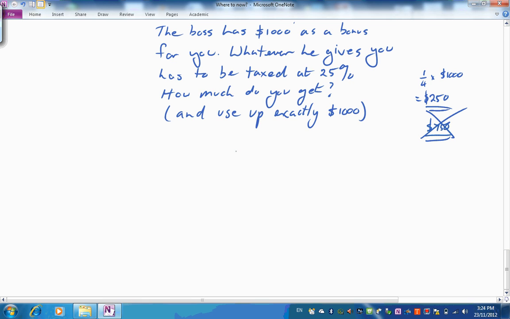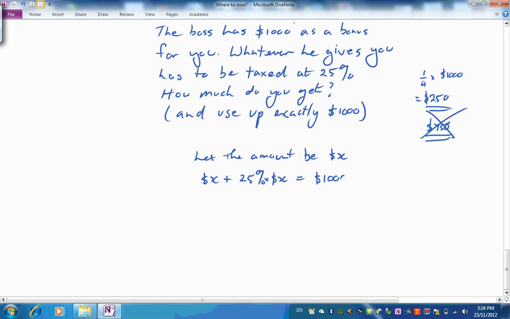So what would you do? How much do you get? Let the amount be, I guess you're hooked on X now. Let the amount be X dollars that I get. So therefore, my X dollars plus 25% of that, 25% of X has to total 1,000.